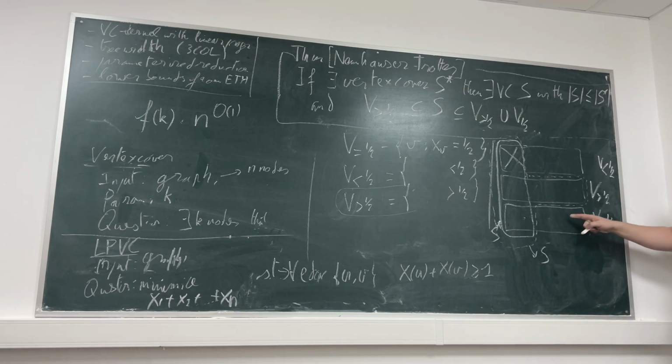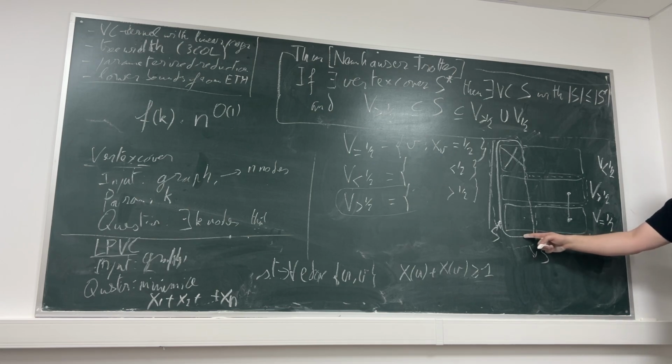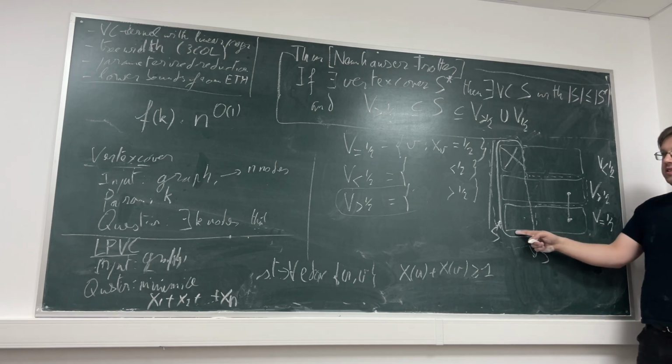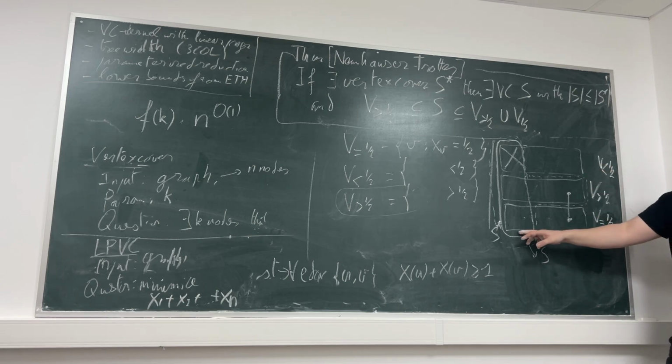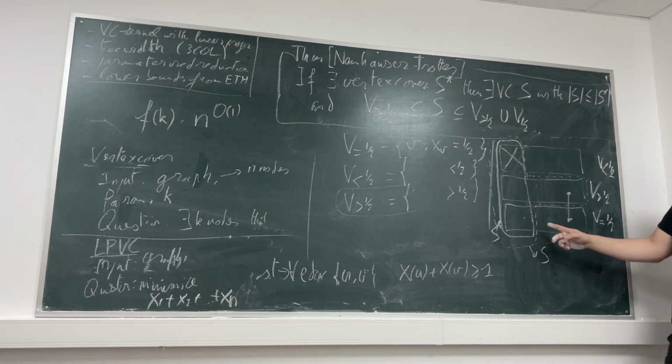Okay. Can we have edges from here to here? Yeah, of course we can have, and from here to here we also can have. Can we have an edge like this? Somebody says yes, somebody says no. Of course no. Why? Because this is S star. S star needs to have a node for every edge. So this cannot happen. S star is a vertex cover. So all edges have at least one endpoint in S star.